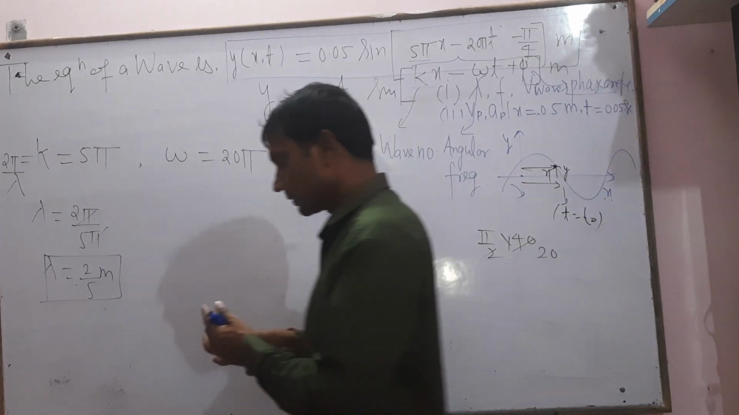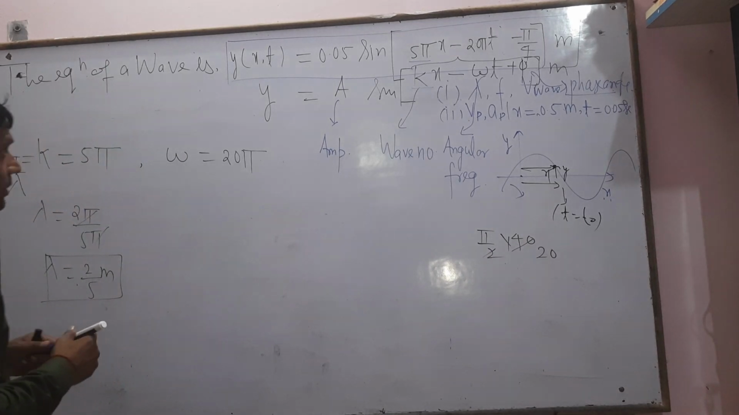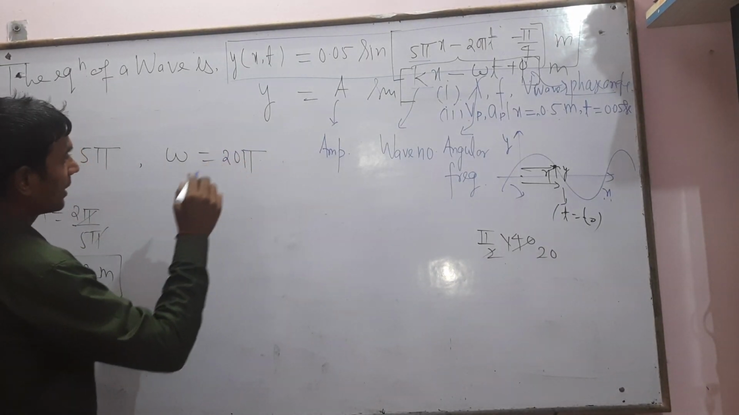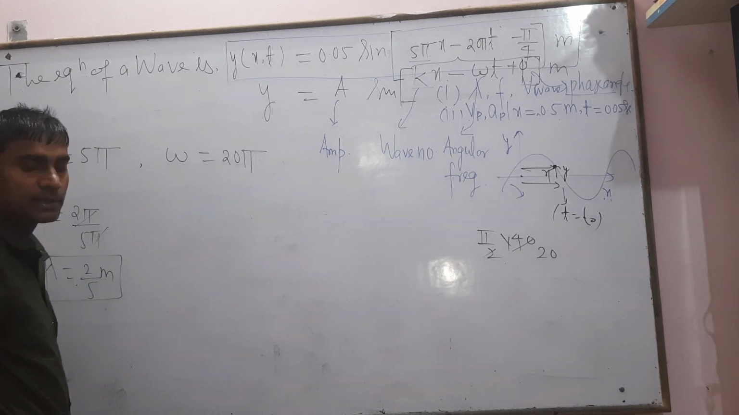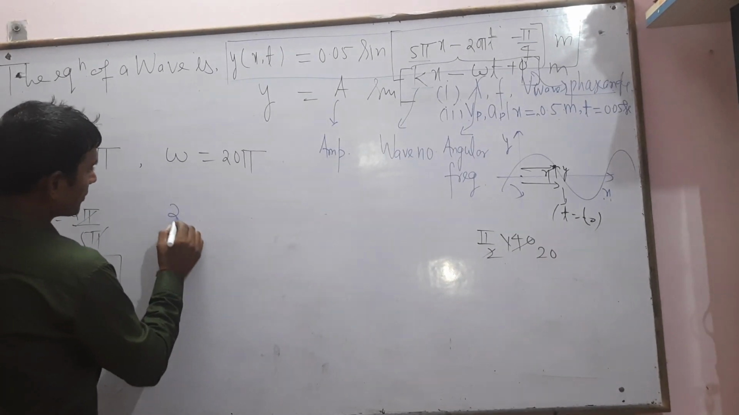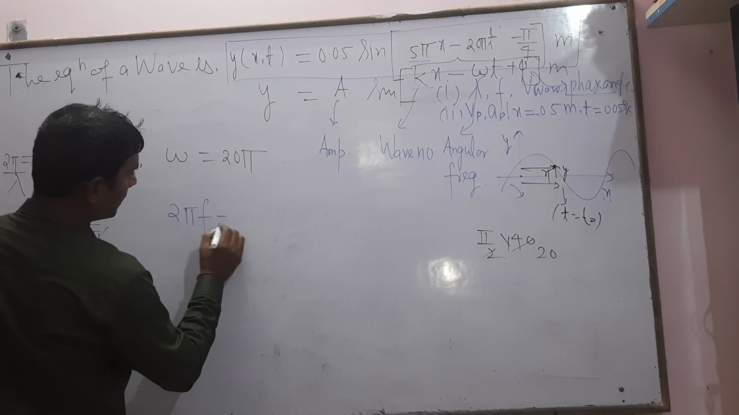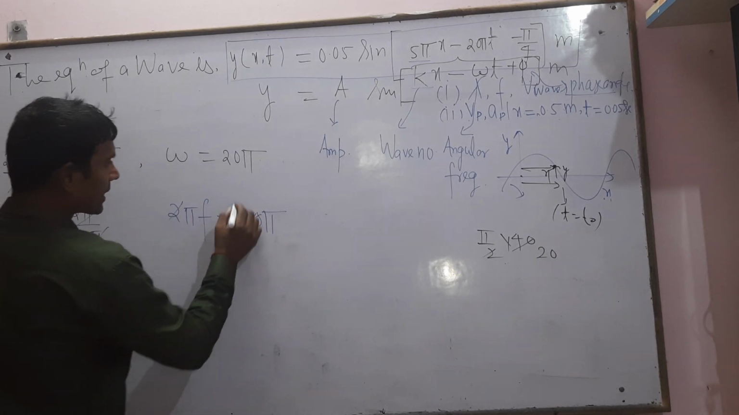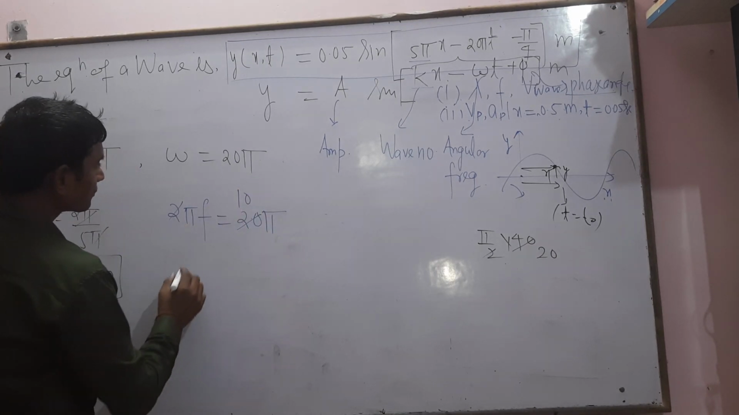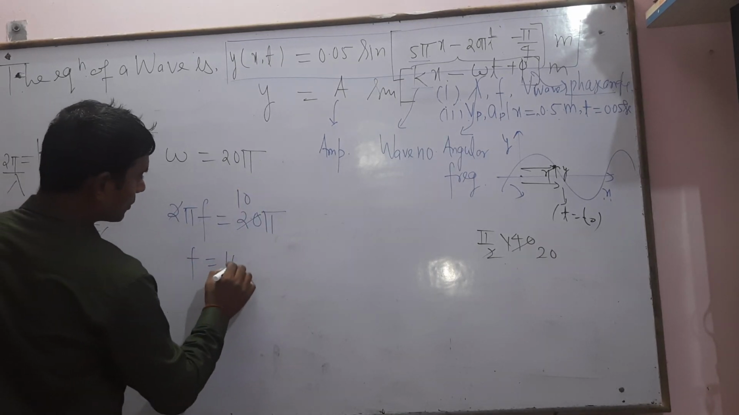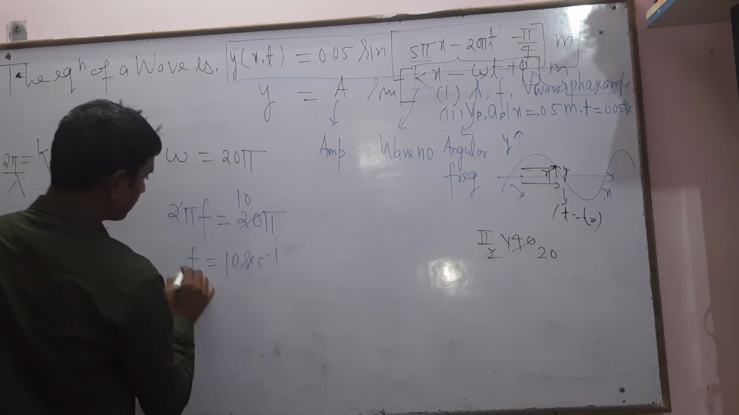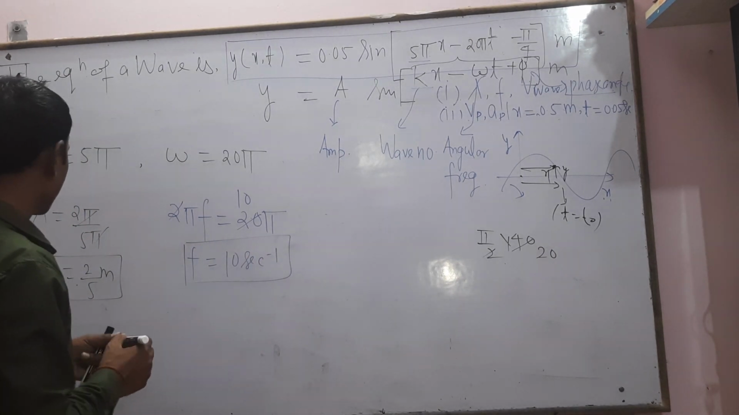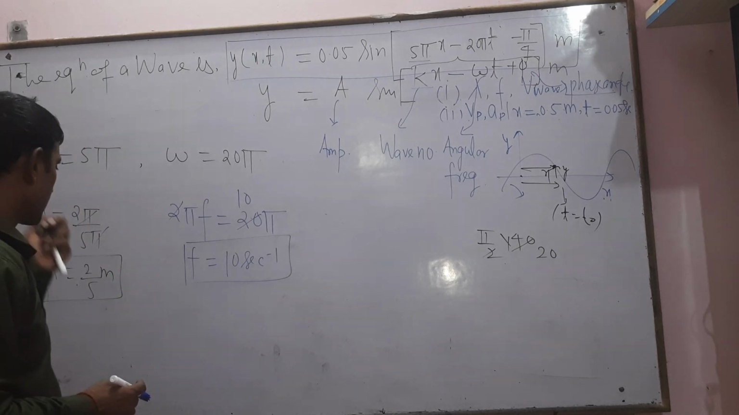Now we have to find out the f. Omega means angular frequency. The formula of angular frequency is 2 pi f equal to 20 pi. 2 cancels, this is 10. So f is equal to 10 second inverse. So frequency f equals 10 second inverse and wavelength lambda equals 2 by 5 meter.